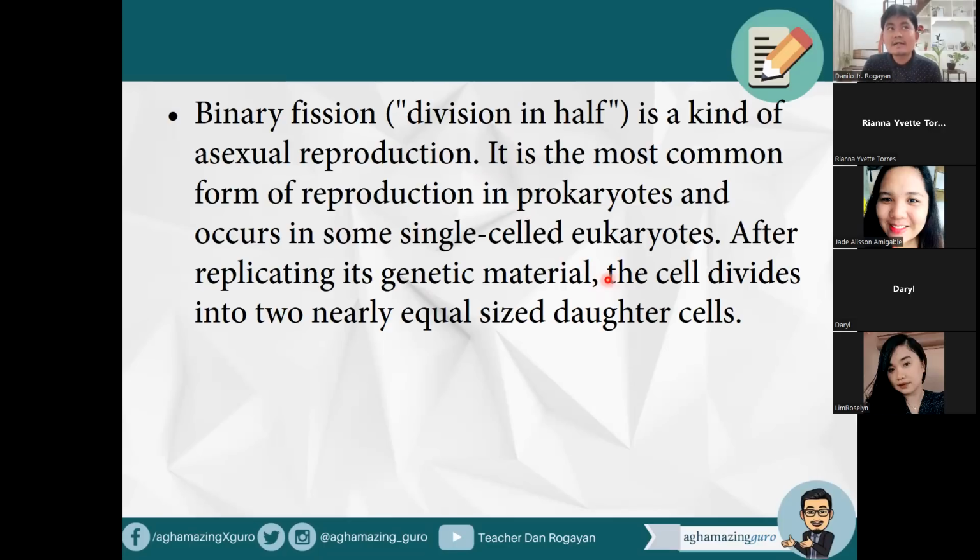Okay? So again, ano na ang tawag natin sa kingdom ng mga bacteria in the 5-kingdom classification? Can you put it in the chat box? How do we classify bacteria in the 5-kingdom classification?